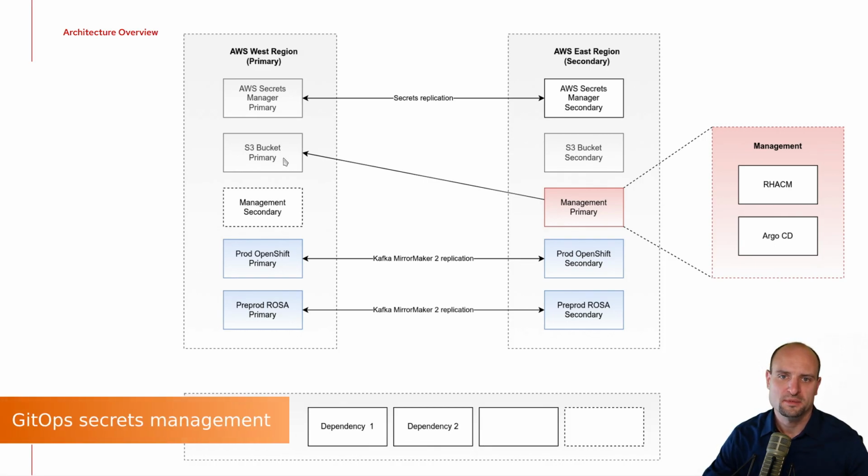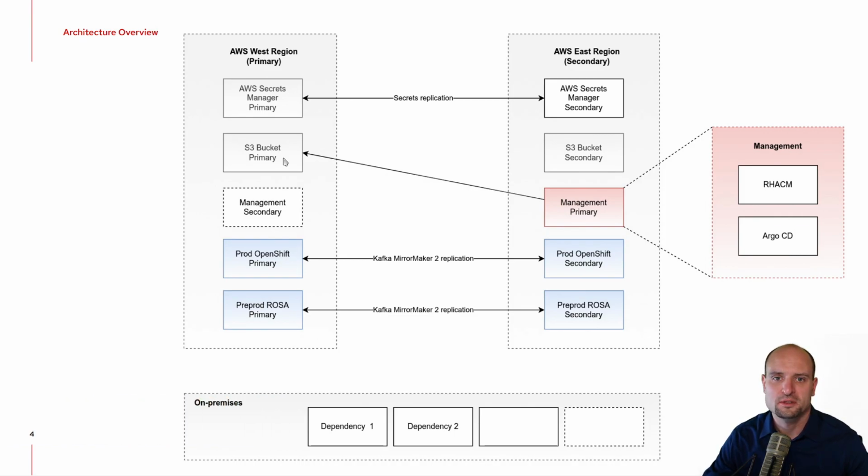We are using GitOps for managing our OpenShift clusters as well as for deploying applications. If you use GitOps, you need to solve secrets management as well, because you don't want to store secrets in Git. In our case, we chose the AWS Secrets Manager to store our GitOps secrets. This service has the great ability to also replicate the secrets from the primary to the secondary region.